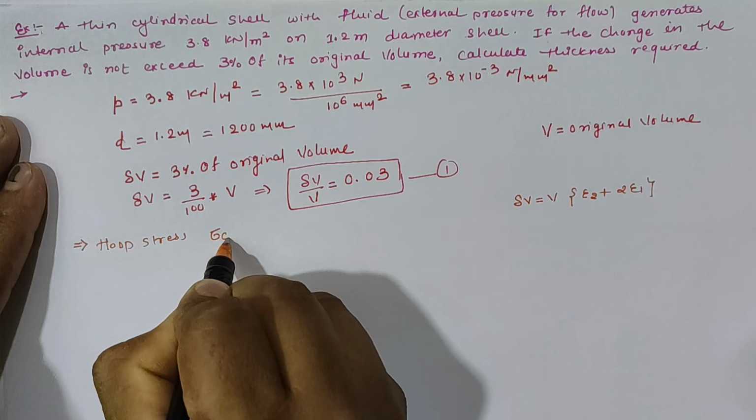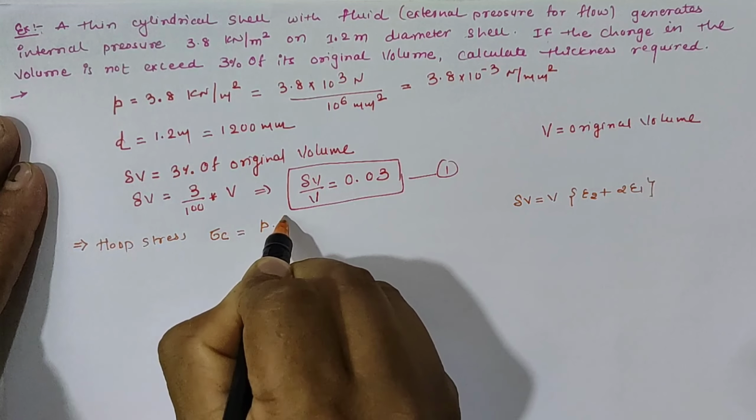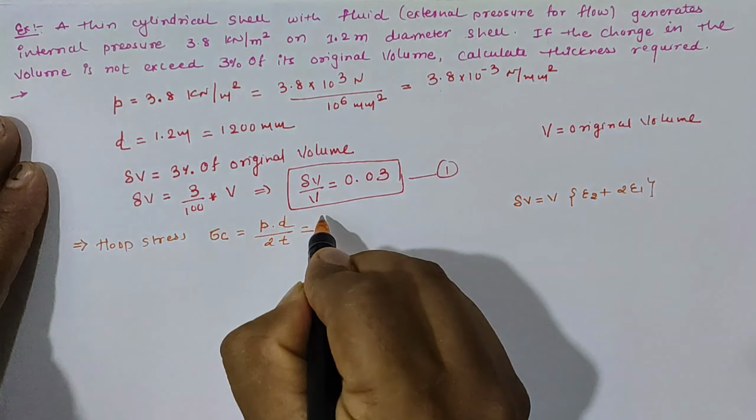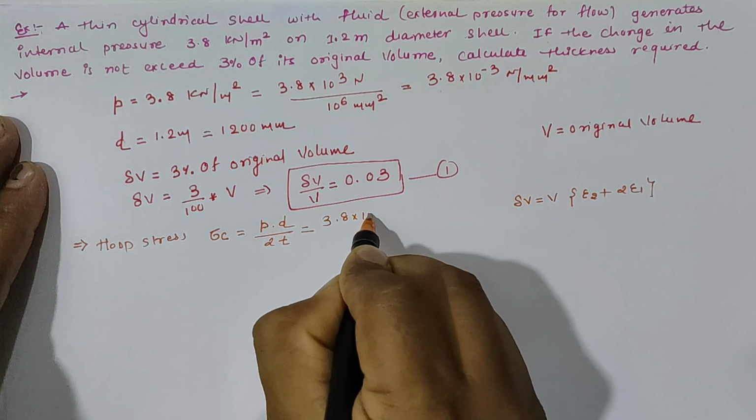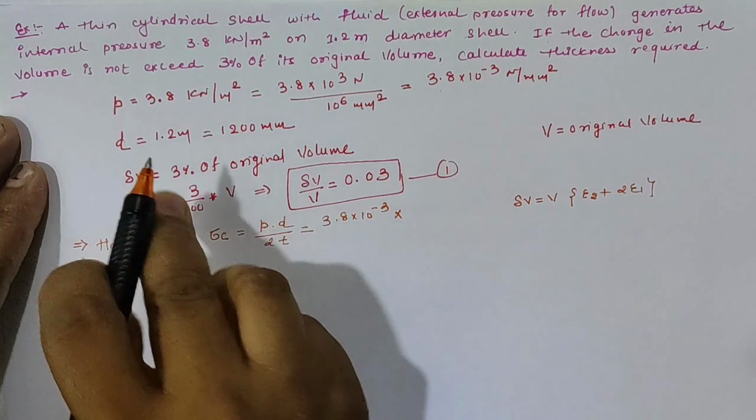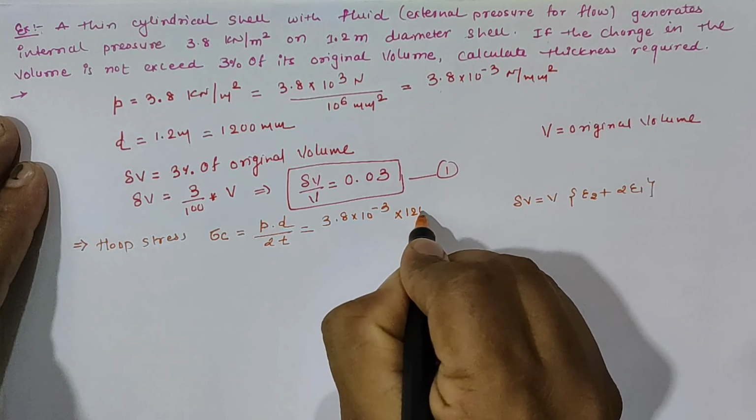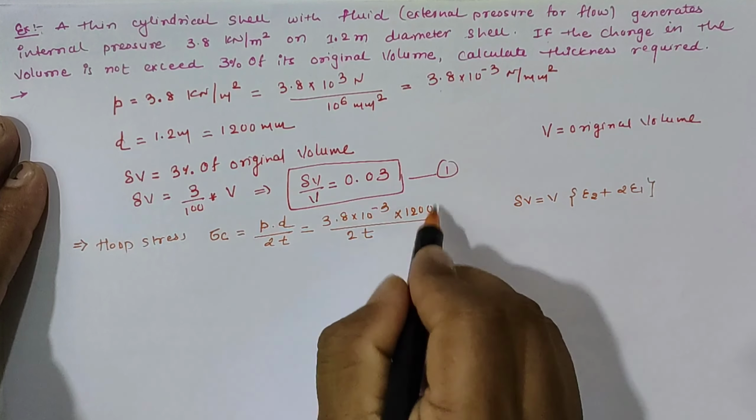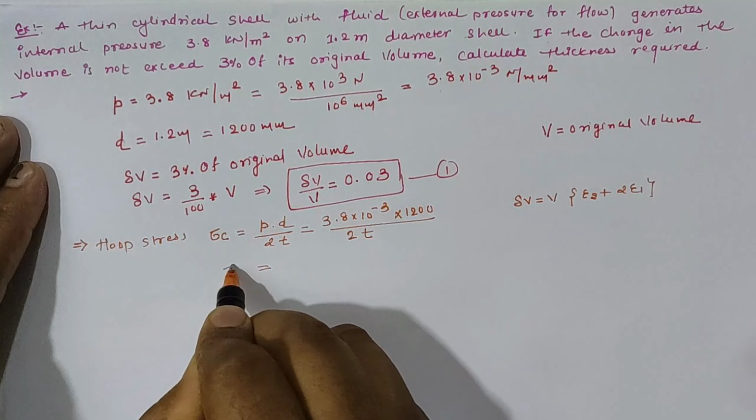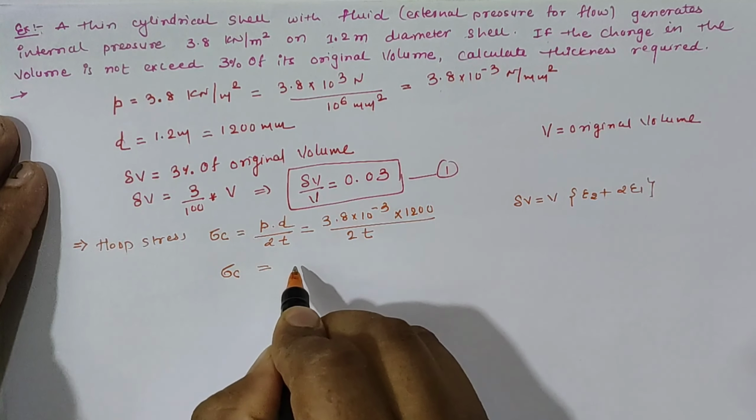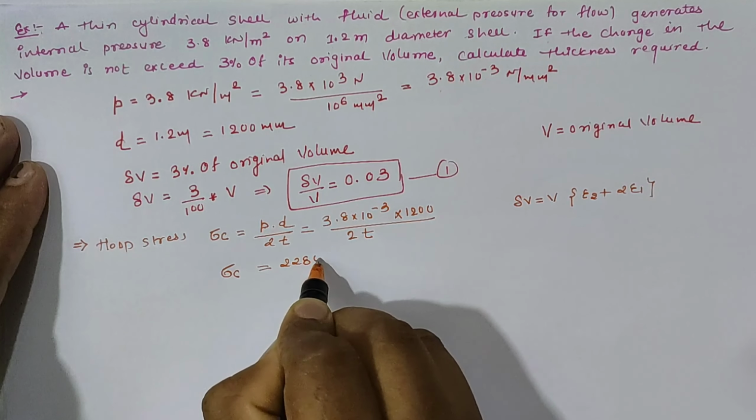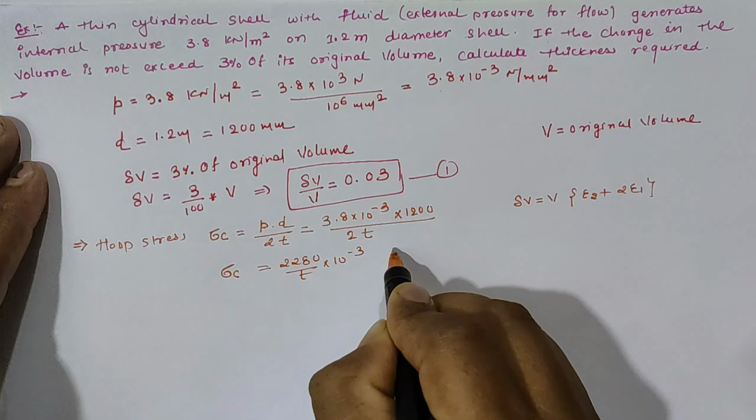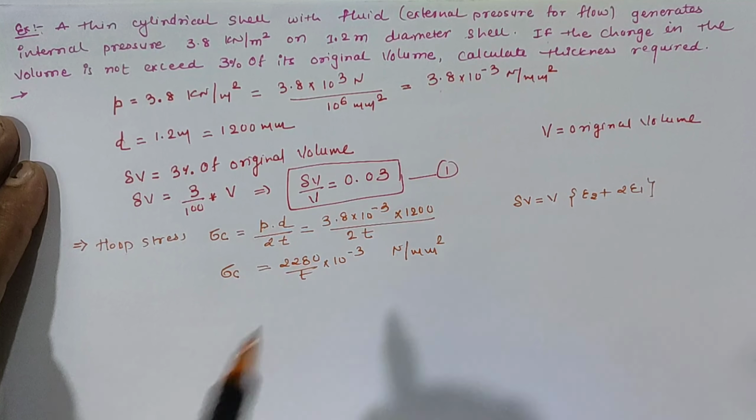So the hoop stress value sigma c is equal to PD by twice thickness. Now pressure is 3.8 into 10 raised to minus 3, into diameter, which is given as 1200 mm, divided by twice t, the unknown value. So by solving this term we have sigma c as 2280 by t into 10 raised to minus 3 in terms of Newton per mm square.